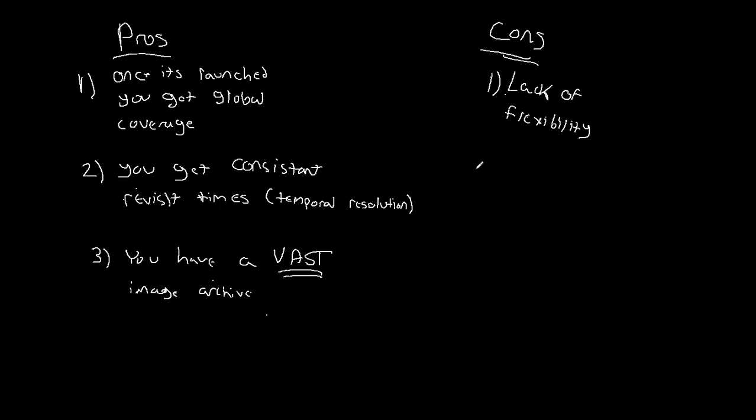The other part of that is this idea of consistent revisit times. Right? Once I launch a satellite, it's in orbit. It's going to basically orbit at the same speed, with some variation. So with Landsat again, as an example, right? I'm going to get imagery every 14 days from Landsat. That means I can't get imagery every 7. I can't get imagery every 21. I'm going to get imagery every 14 days.